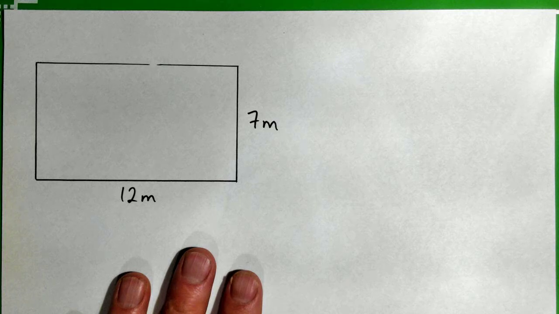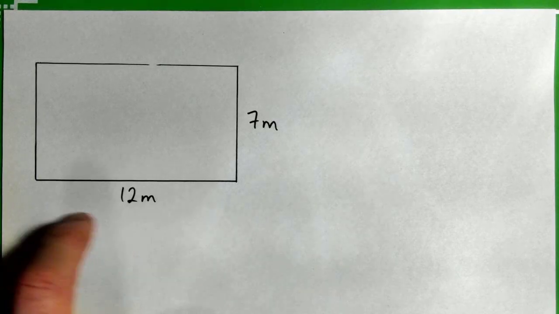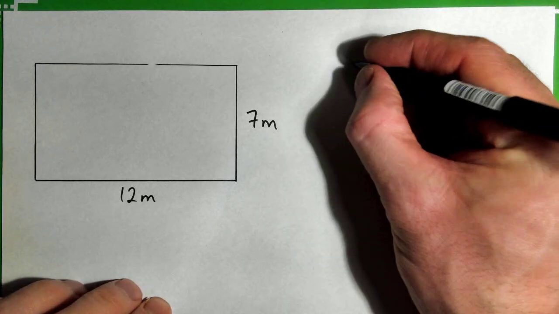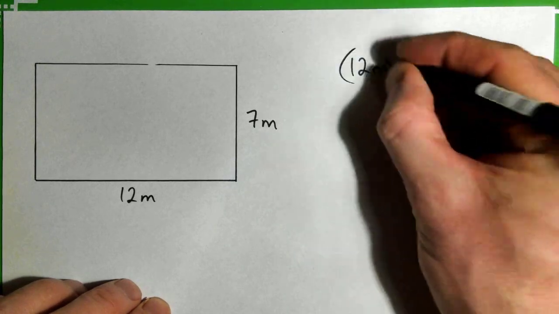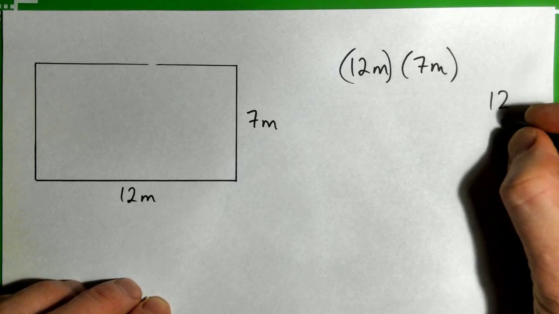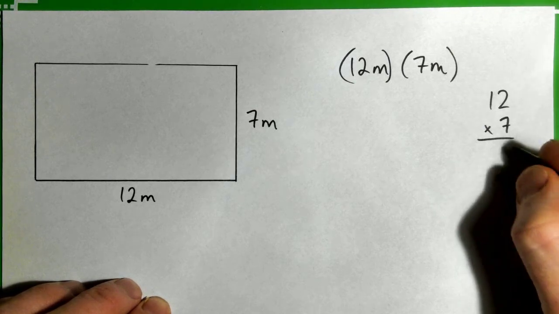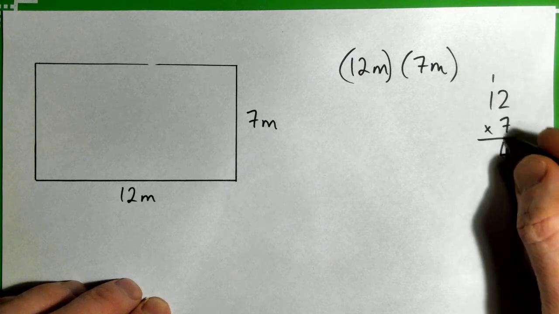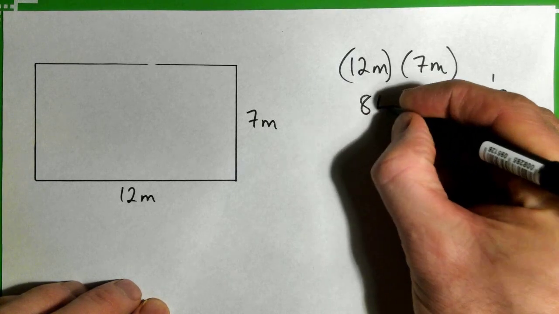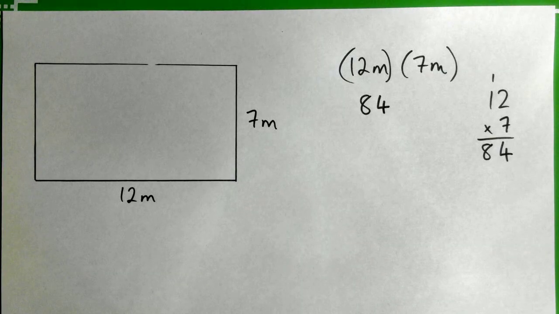Alright, so getting the area of this rectangle, the trick is you just multiply one side by the other side. It's as simple as 12 meters times 7 meters. And 12 times 7: 7 times 2 is 14, carry the 1. 7 times 1 is 7, and 1 is 8. So 84, but the only question is, what unit are we talking about, right?